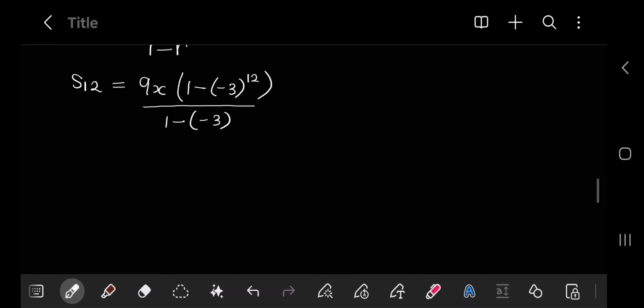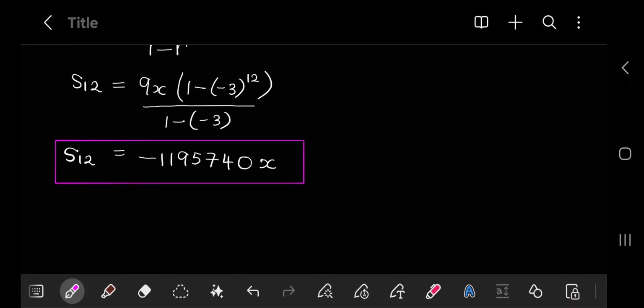Now, here's how I am going to simplify. We can actually put the entire thing on the calculator, obviously leaving x out of it. And that is going to give you negative 1195740. And we're going to have x next to that, since this was being multiplied by x. So that would be the final answer.